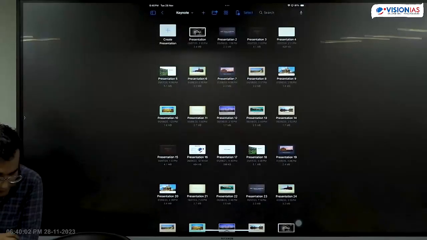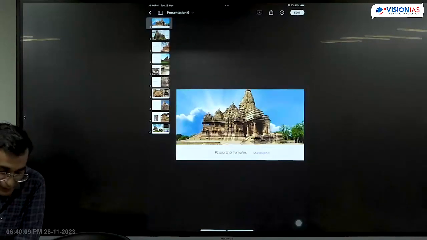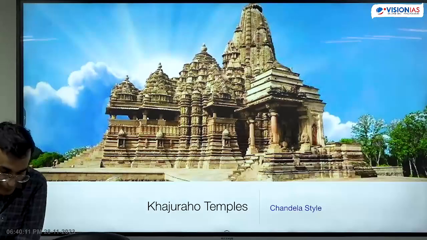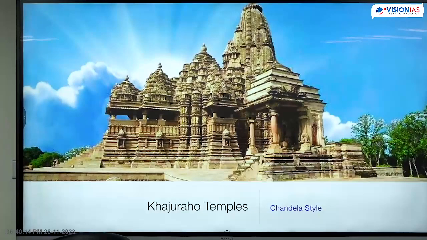After Solanki, what is remaining? Khajuraho. That is Chandela only. So the Khajuraho temples of the Chandela style.